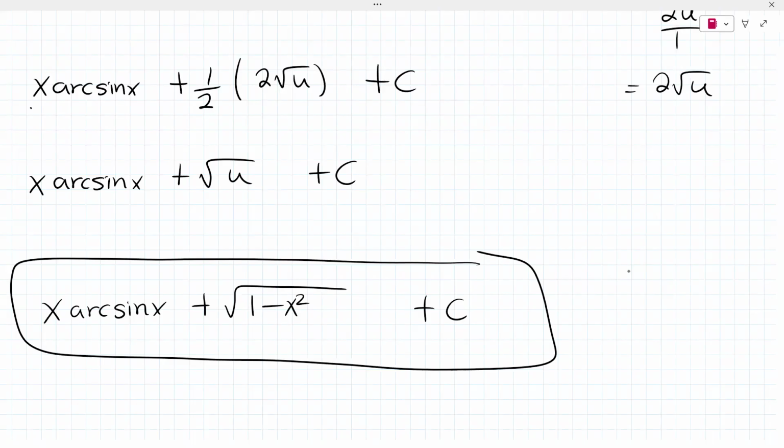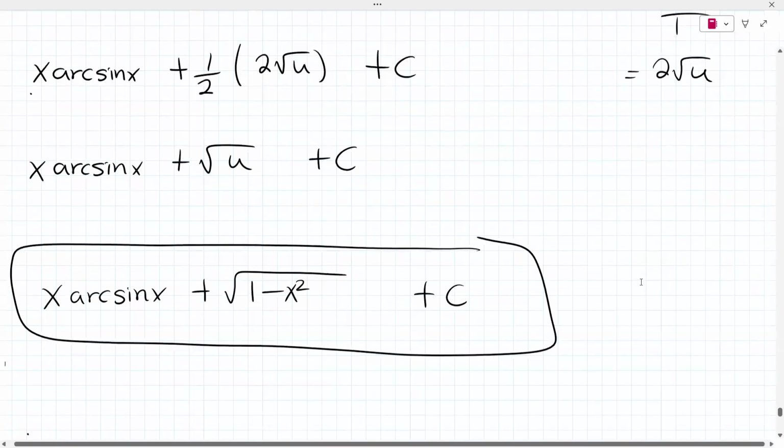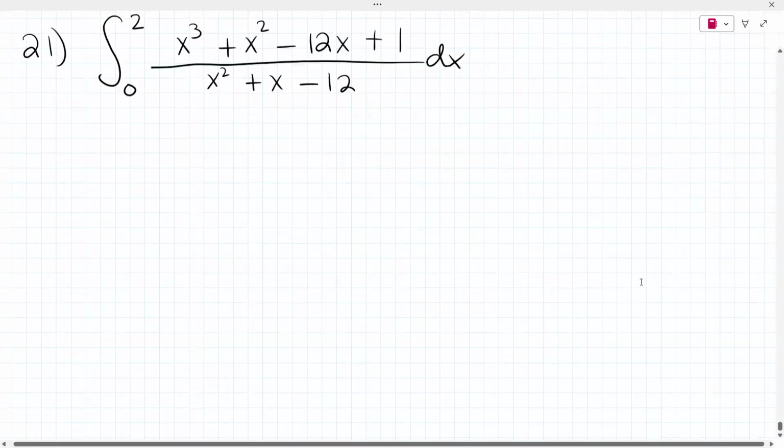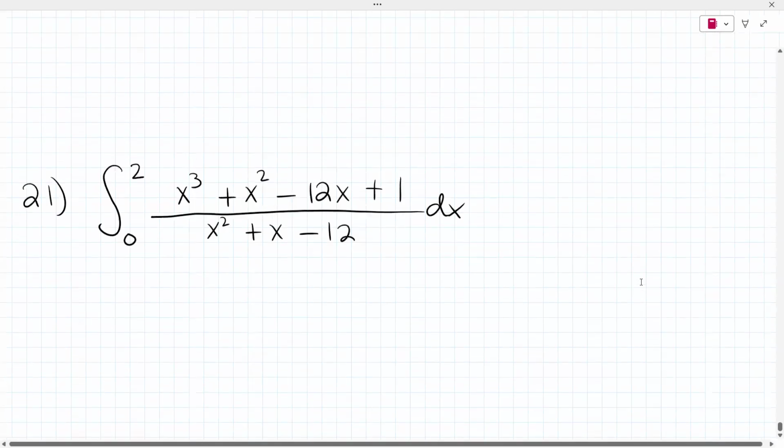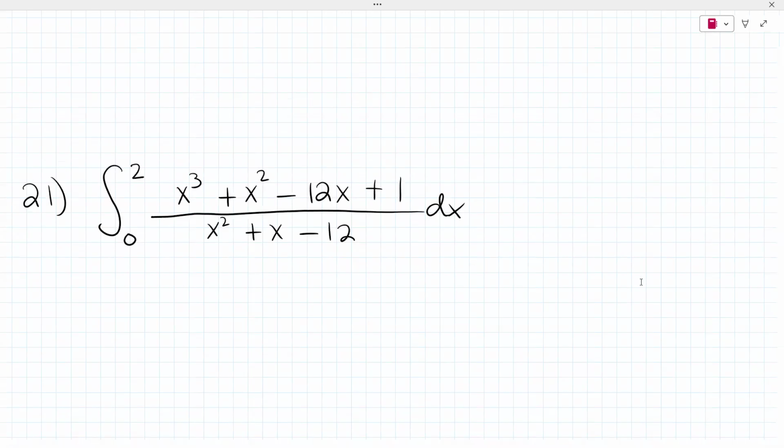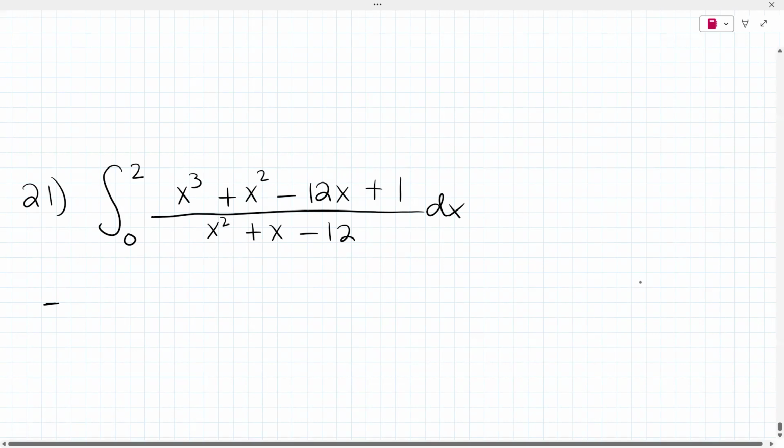Okay, let's do one more. Yeah, let's do 21. This will be our last one. So what's the integration from 0 to 2 of x cubed plus x squared minus 12x plus 1 over x squared plus x minus 12 dx? So what you have to do is maybe we'll do partial fraction because I don't think it factors and nothing will cancel. Wait, we don't know that yet. So I think we'll have to do partial fraction.